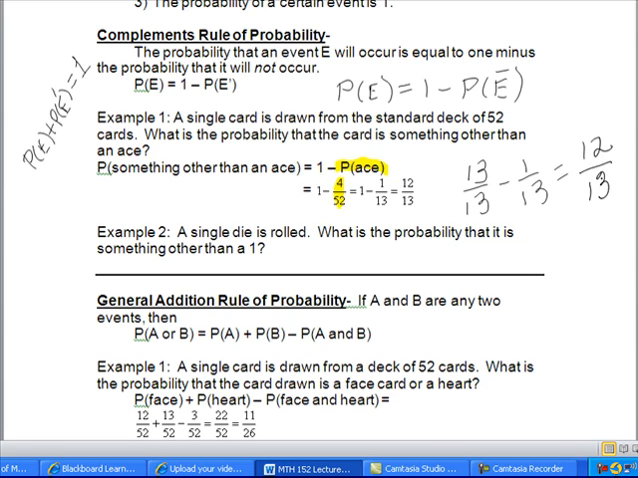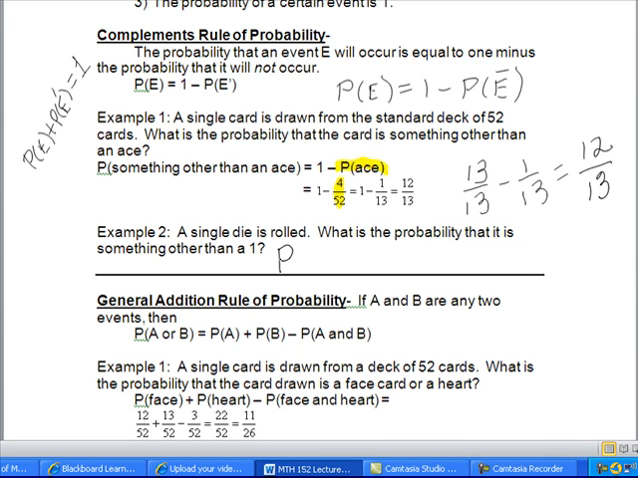Okay, so now I have one for you to think about and give a try on. A single die is rolled. What is the probability that it is something other than a 1? Think about the complements rule. How can we apply that to solve this particular problem?